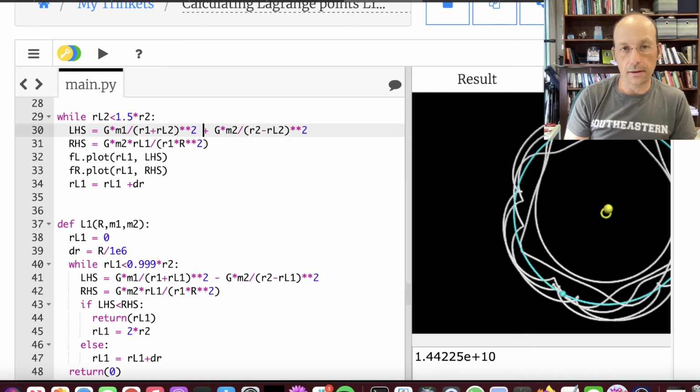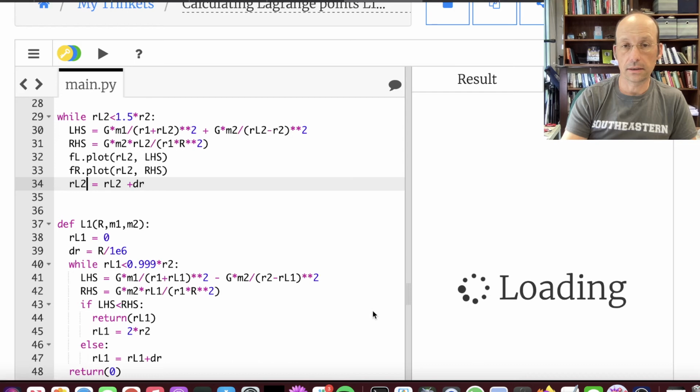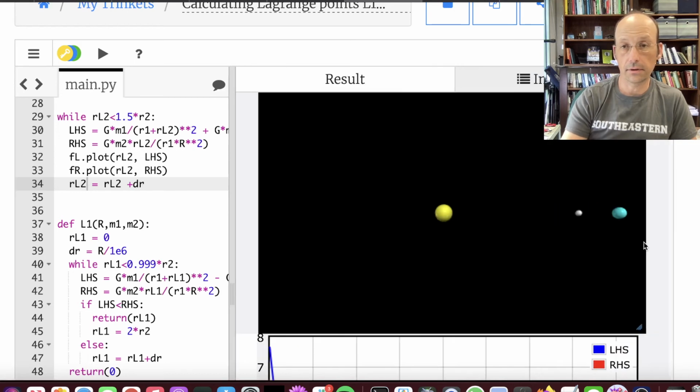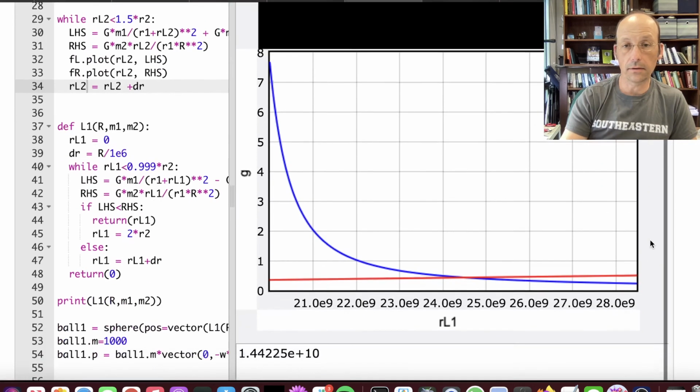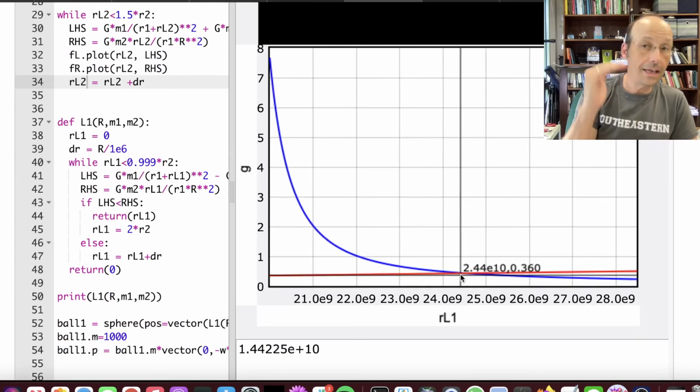Oh, and this is technically minus. I don't think it matters. And then this should be RL2. And then I'm going to plot RL2, RL2, RL2, RL2. Okay, I think that should work. Let's see if it does. Okay, got something. Okay, so there it does cross. And again, the left-hand side is greater than the right-hand side, so we can just do that.